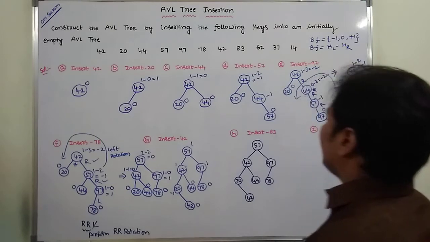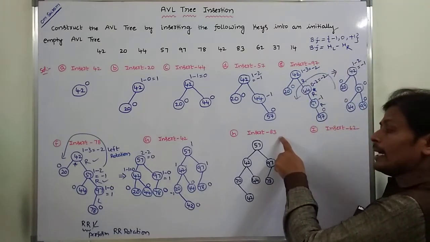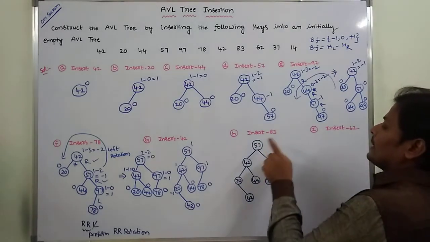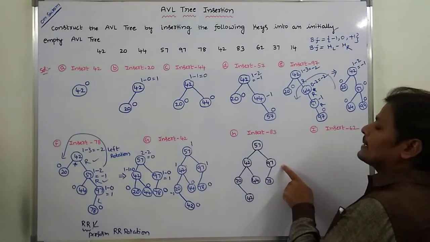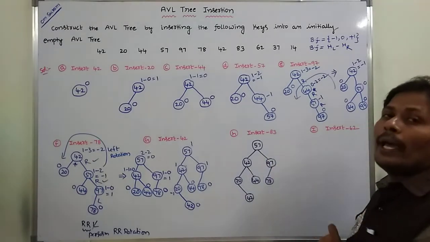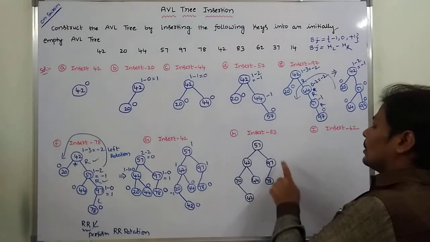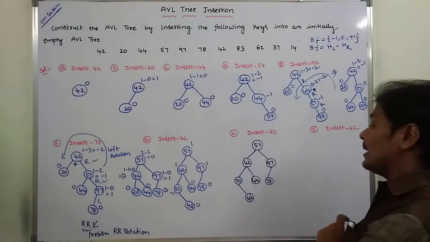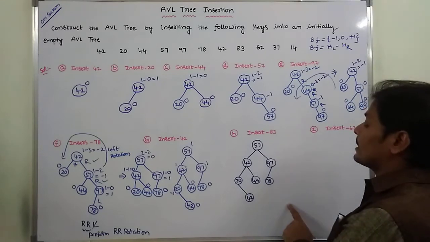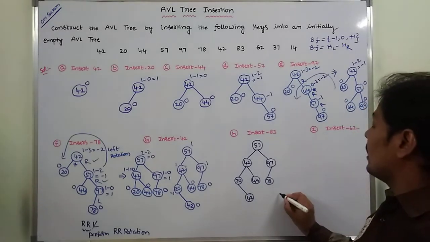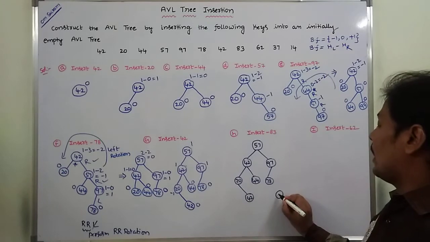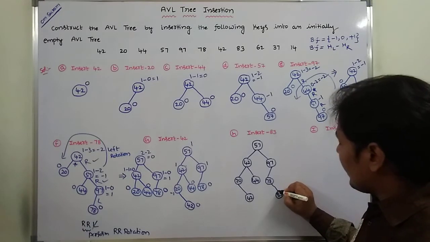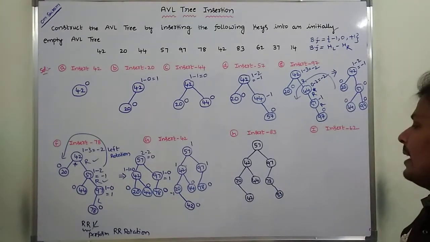Okay, now 83 is inserted at which place? First 83 is compared with 57, it is greater. Go to the right subtree. Here 97 is there. 97 is compared with 83, it is lesser. Go to the left subtree. Here 78 is there. 78 is compared with 83, it is greater. Go to the right subtree. Here the right subtree is empty. Now we have to create a node. On that node we insert the key value 83. Now 83 is the right child of 78.